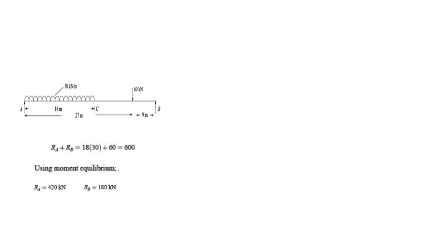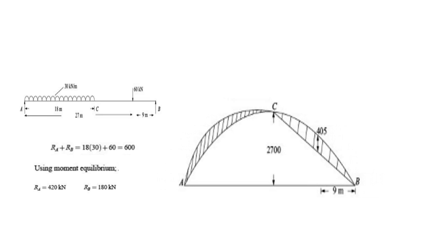So draw the bending moment diagram. Bending moment at the point C will be 420 into 18 minus 30 into 18 into 9. Similarly find the bending moment under the point load of 60 kilonewton, that is RB into 9. Then we know the bending moment diagram of the parabolic arch is just the horizontal force times the parabola. So superimpose that over the bending moment diagram of the beam, and you get the bending moment diagram of the three-hinged parabolic arch.